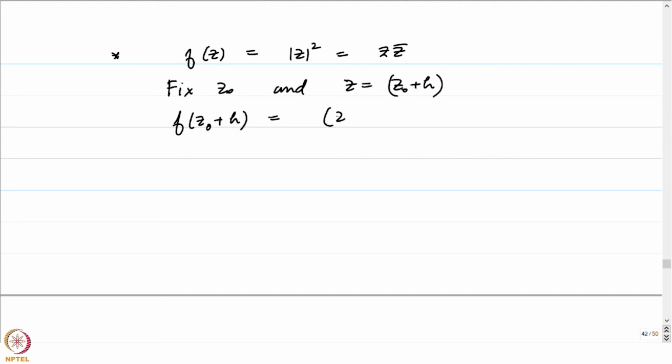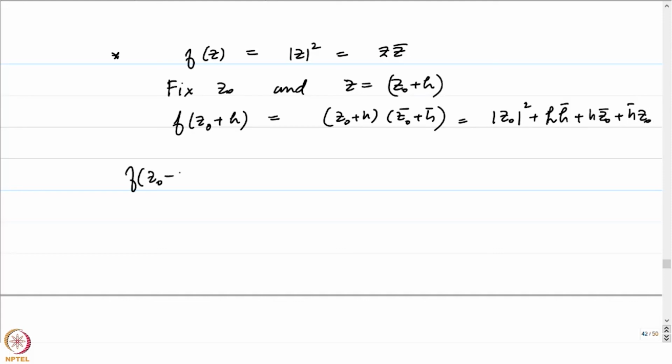This is just z naught plus h times z naught plus h bar. And that's going to be equal to the absolute value of z naught squared plus the absolute value of h squared plus h z0 bar plus h bar z0. So if you look at f of z naught plus h minus f of z naught, this is going to be equal to the absolute value of h squared plus h z naught bar plus h bar z naught.